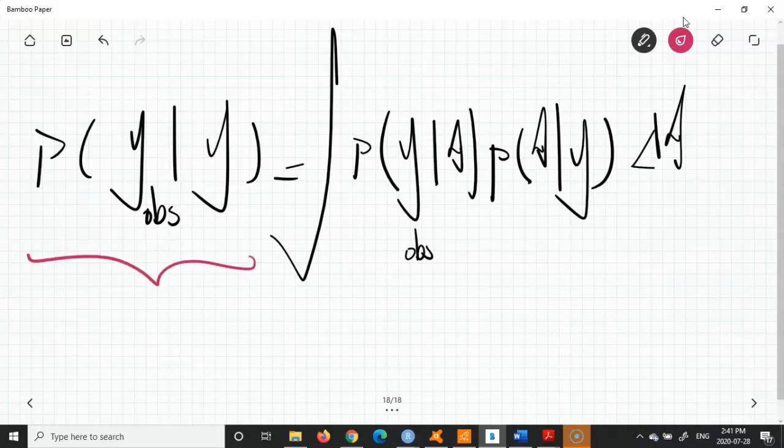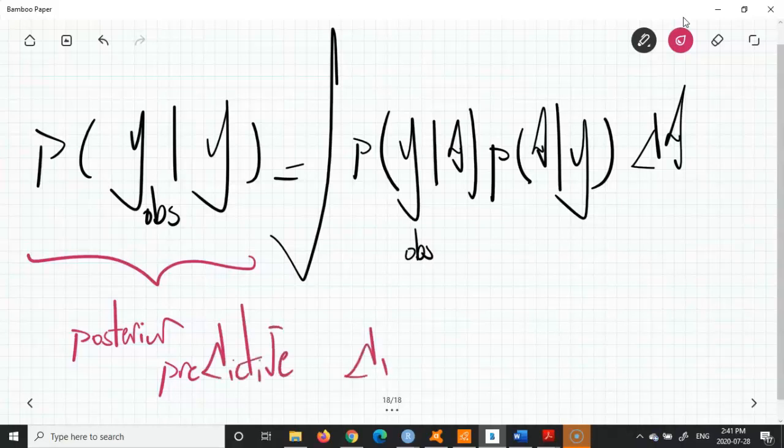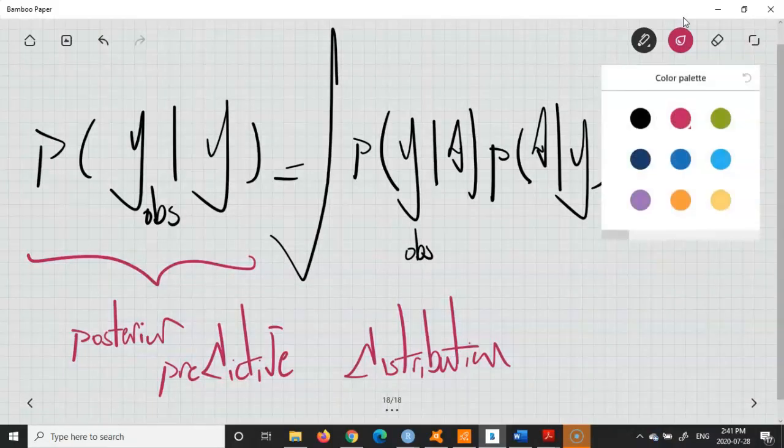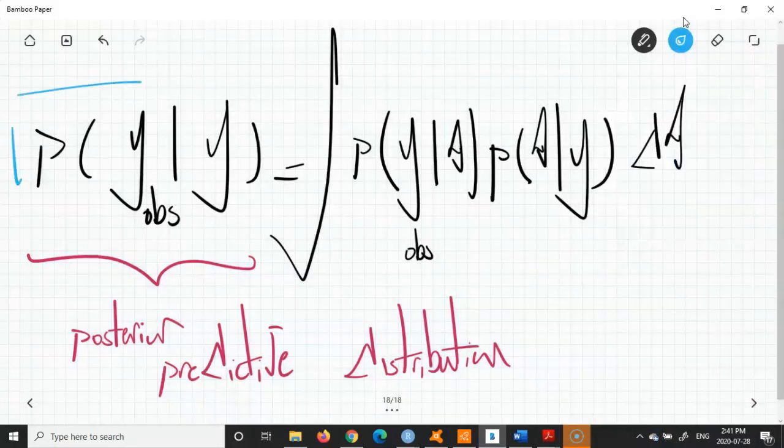And when we go over into R, if we call that the posterior predictive distribution, essentially that's the mathematical formula that we are going to talk about.